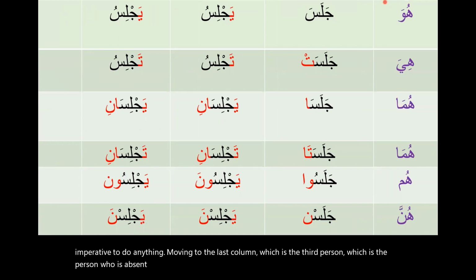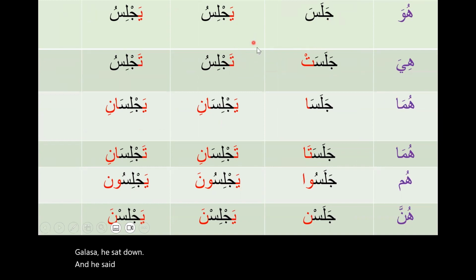We're talking about that person. And we start with هو. هو جلس. He sat down. And he sits down, or he is sitting down. هو يجلس الآن, or هو يجلس. And for the future is هو سوف يجلس or سيجلس.